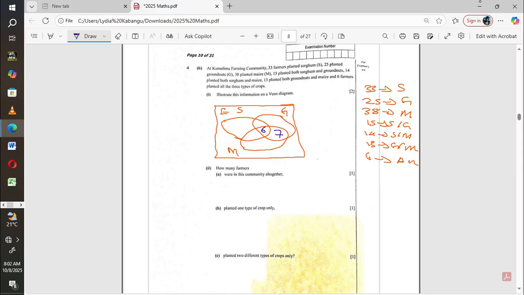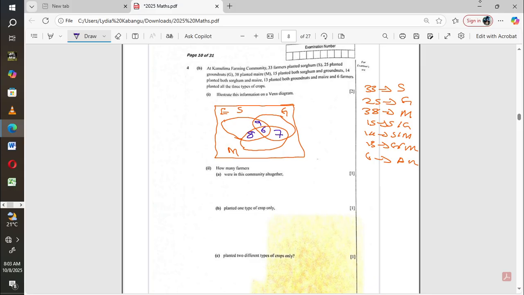Then sorghum and maize, there were 14. So 14 minus 6, we're going to have 8. So 8 comes here. From there, sorghum and groundnuts, we had 15. 15 minus 6, we're going to have 9. So 9 comes here.